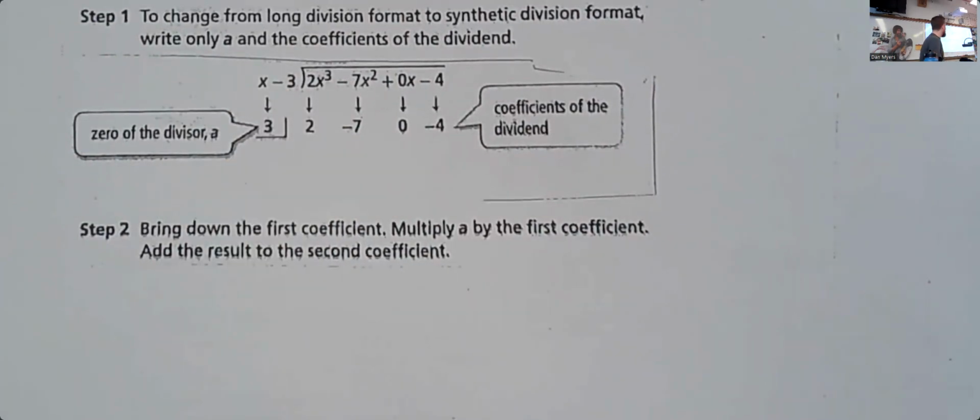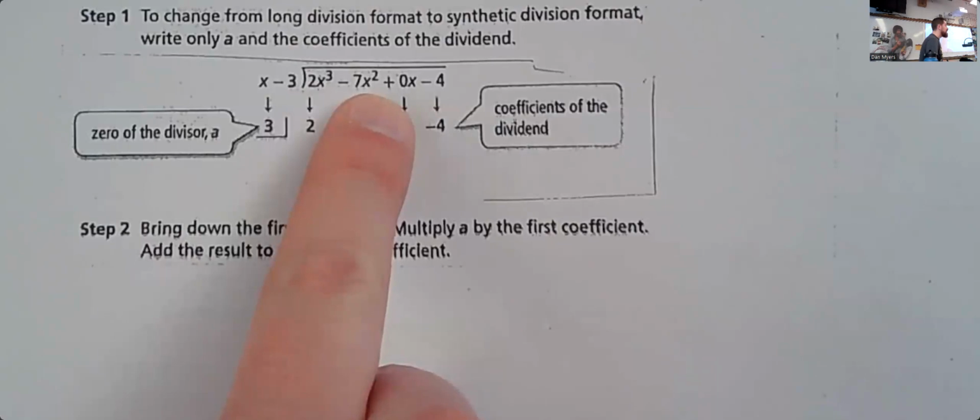Because what you're actually doing, oftentimes when you're using synthetic division, is checking to see if this is a factor of that. And so it's the same idea. If there's a remainder, it's not a factor. If there is no remainder, if the remainder is 0, then it is a factor.